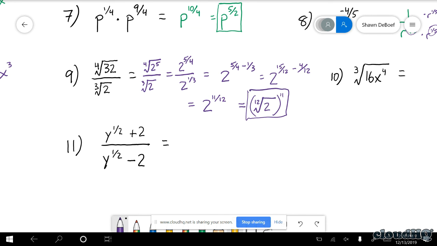What I probably would not bother doing, because 11 is so large, is I probably wouldn't take 2 to the 11th power. I could do that. I could figure out what that number is. That's a big exponent, so I'm not going to bother with it. So I'm going to leave it like this.